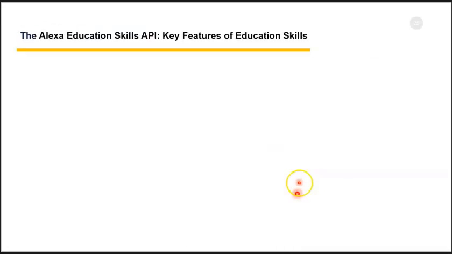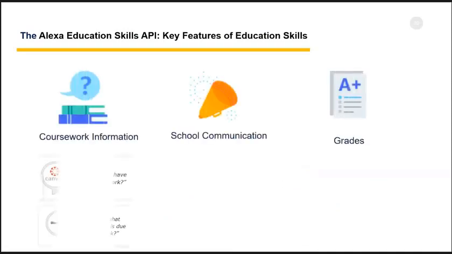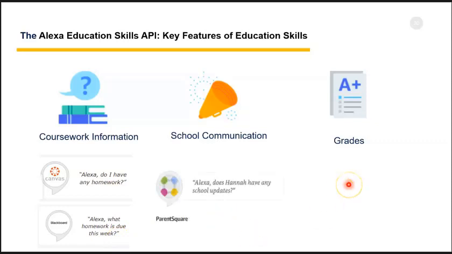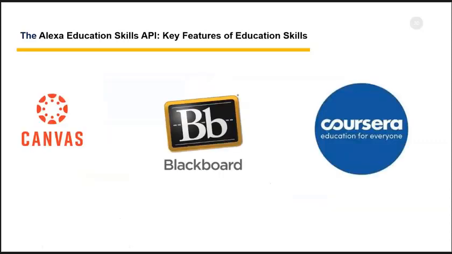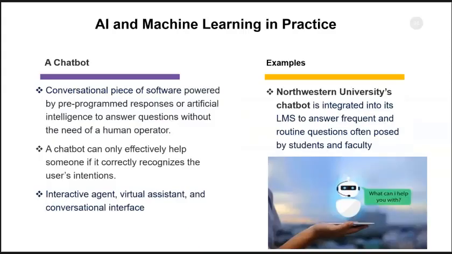So parents and students can ask about their course information. For example, students may ask, "Alexa, do I have any homework?" or "Alexa, what homework is due this week?" Or parents can ask about their child's homework: "Alexa, does Hannah have any school updates?" So they can know any updates from the school, and also updates about the grades and their learning reports. And now many learning management systems have incorporated the Alexa education skills, like Canvas, Blackboard, and Coursera.